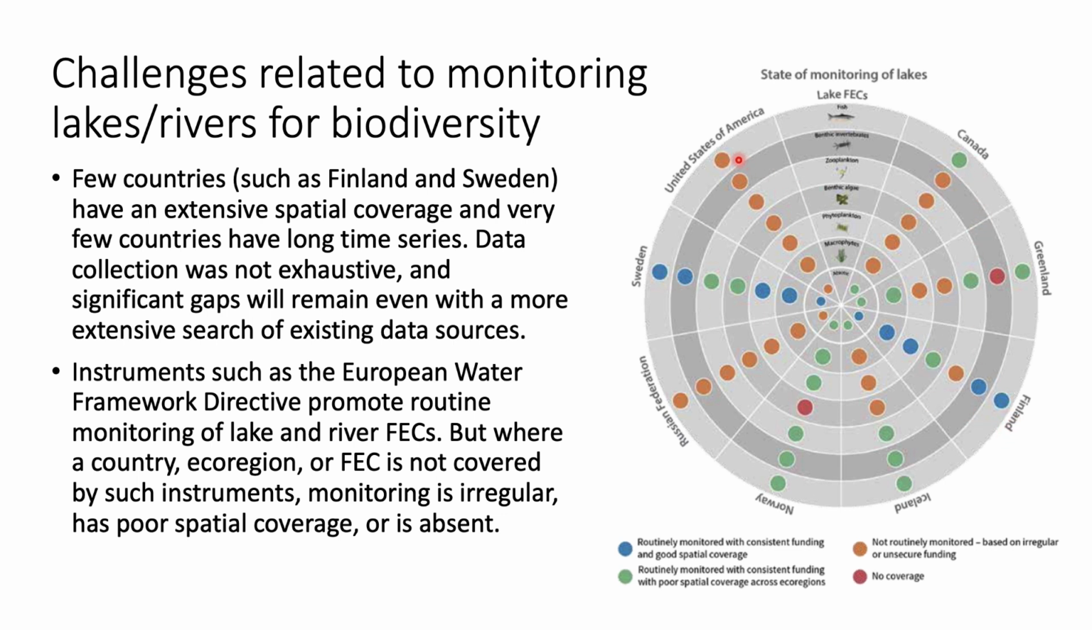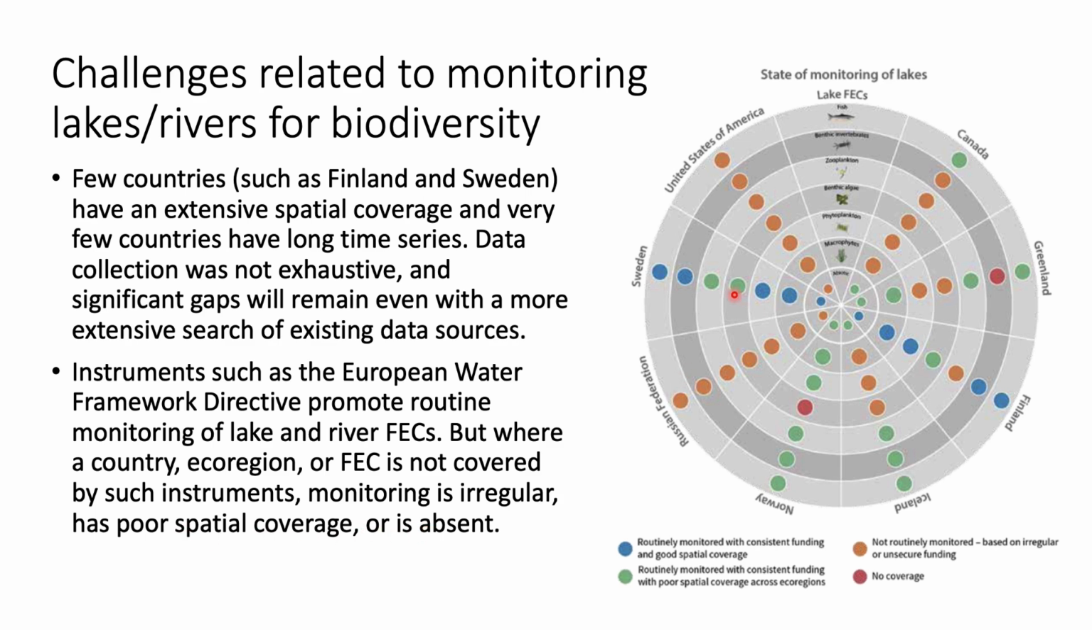But the rest of the countries, for example the United States, are not monitored continuously. In Canada, maybe in one area, one FEC is being monitored, but the rest of the things are not monitored. And when we look at the Russian Federation, in most of the places it is not consistent. Instruments such as the European Water Framework Directive promote routine monitoring of the lakes and rivers for FECs, but where a country, ecoregion or FEC is not covered by such instruments, monitoring becomes irregular and there is poor spatial coverage or it is absent.